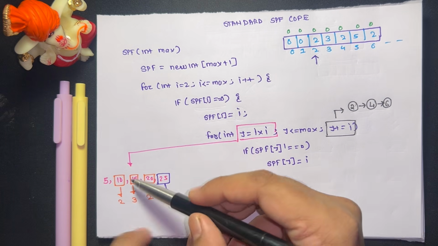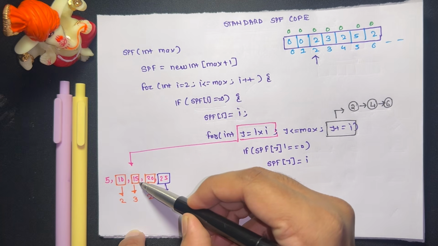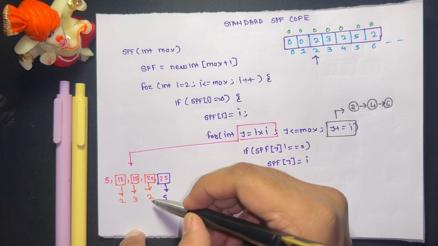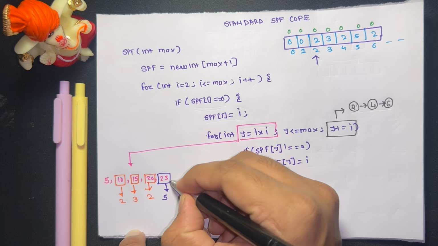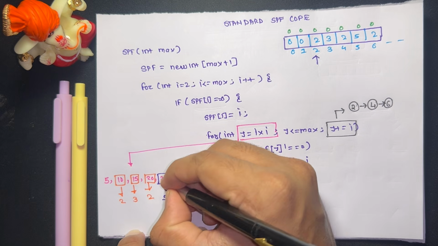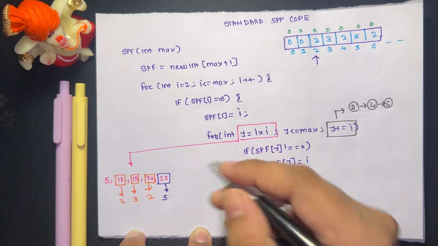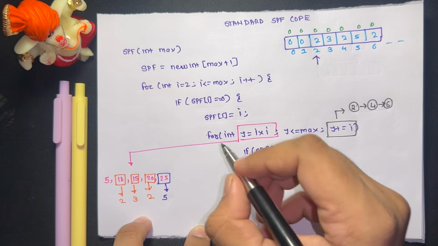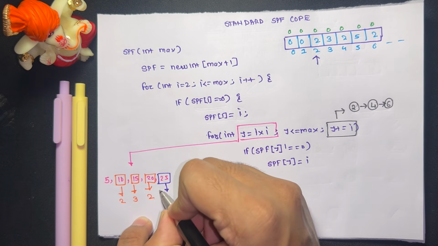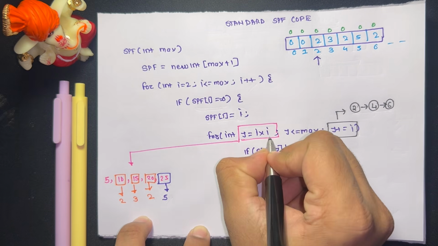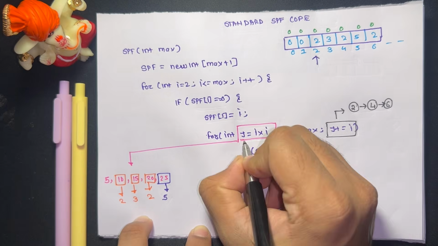But if you see, 10 will have 2, 15 will have SPF as 3, 20 will have 2. The decision for 25 will be the first one which will have 5 as an SPF. So the decision for 5 is starting from 25 only. So here we can start from the square of that particular number.